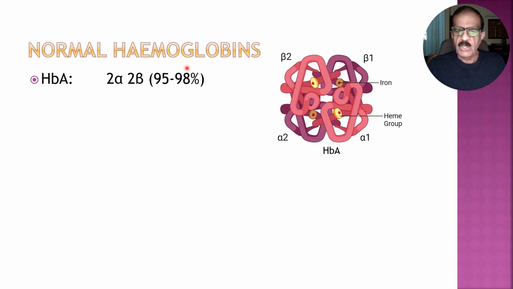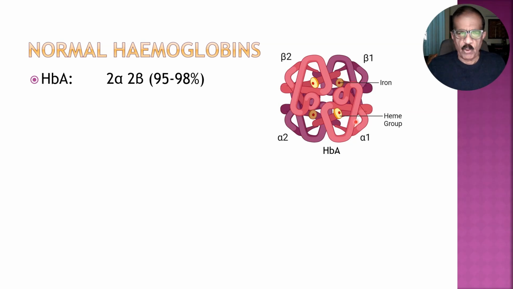So this is a little bit about hemoglobin electrophoresis. These are some facts we need to know. Normal hemoglobin is hemoglobin A, that is about 95 to 98% in adults. And this consists of 2 alpha chains and 2 beta chains. You see these 2 alpha chains and these 2 beta chains, this constitutes about 95 to 98% of hemoglobin.